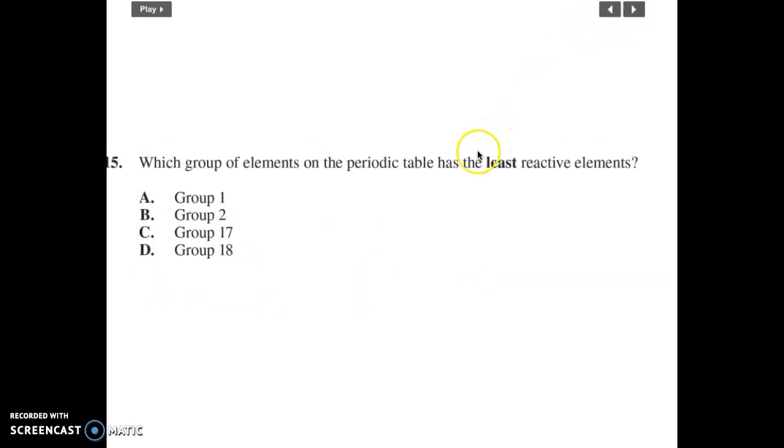Which group of elements on the periodic table has the least reactive elements? Okay, and that's the noble gases, which is group 18 on the far right-hand side.